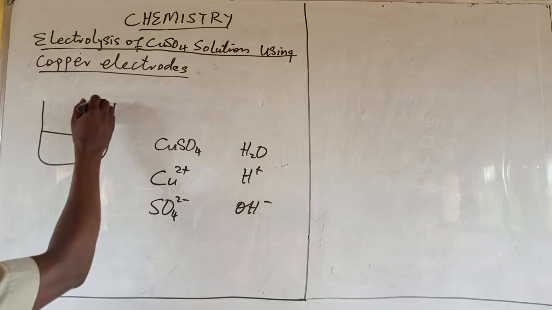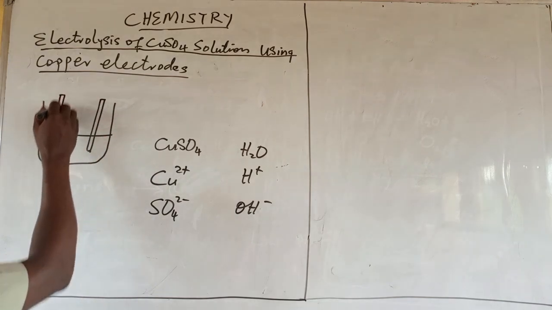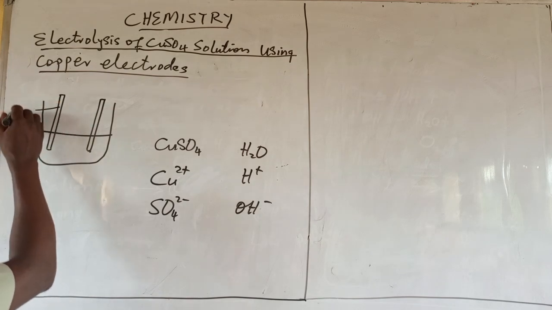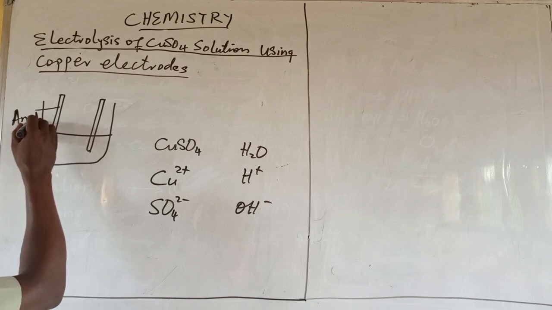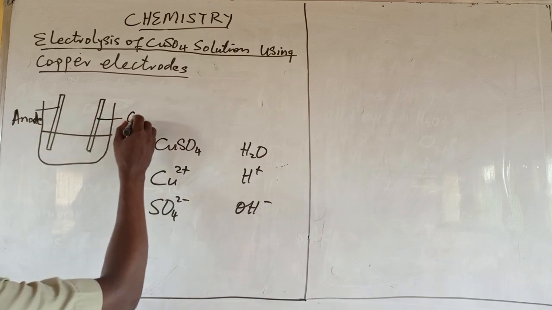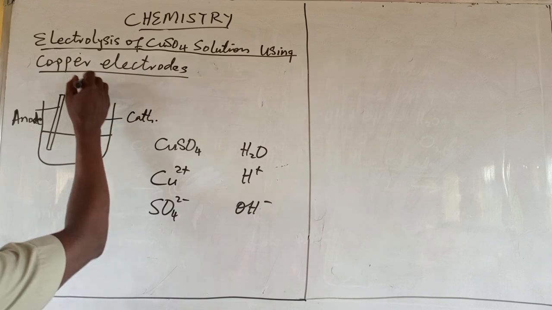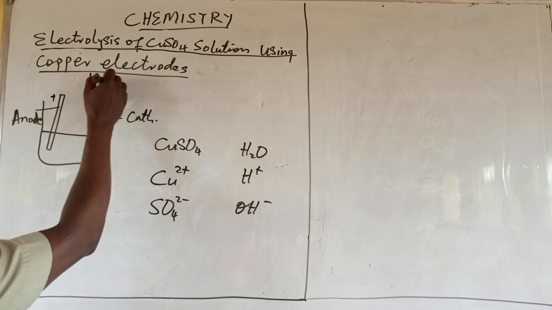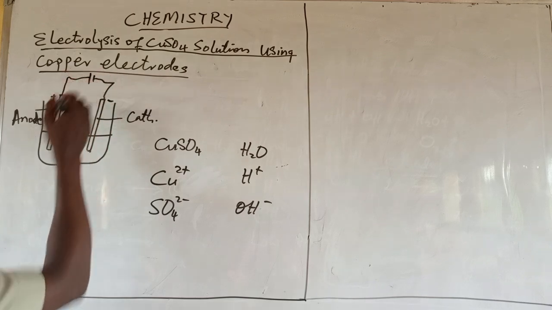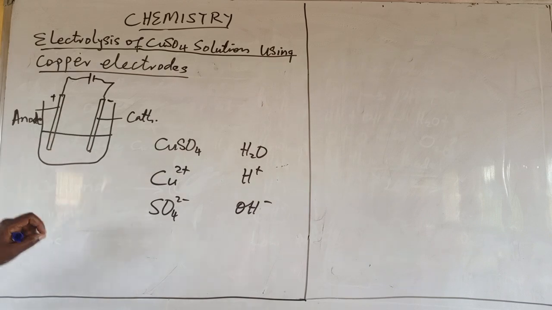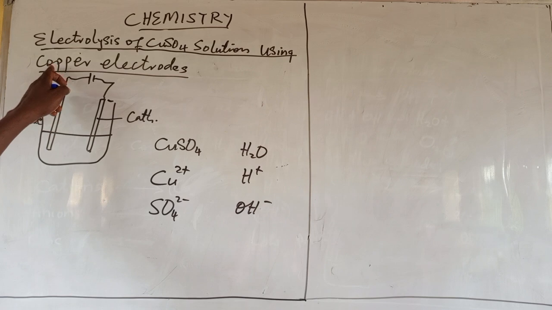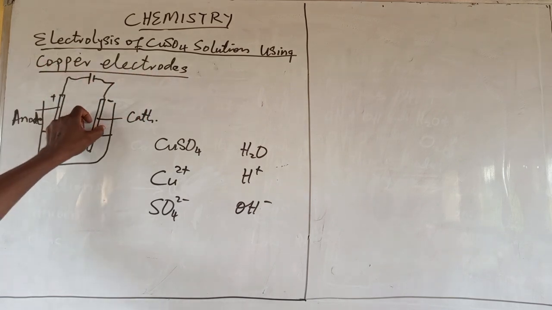Your electrodes are there, two electrodes. One is the anode, while one is the cathode. This is minus, this is plus. So that's the source of electricity. Now when you connect it, remember we are using two electrodes. The electrodes are copper. So here is copper, here is copper.